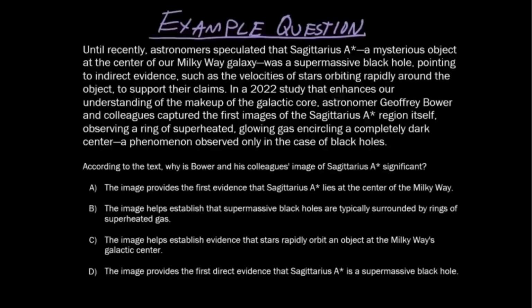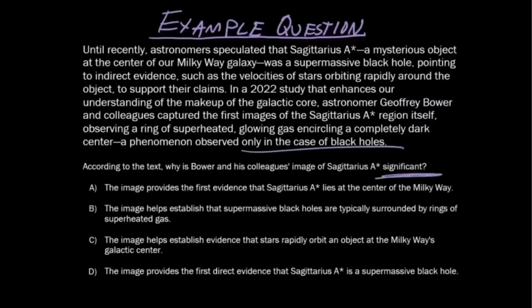galaxy. It was a supermassive black hole pointing towards indirect evidence, such as the velocity of stars orbiting rapidly around the object, to support their claims. In a 2022 study that enhances our understanding of the makeup of the galactic core, astronomer Jeffrey Bauer and colleagues captured the first images of Sagittarius A region itself, observing a ring of superheated glowing gas encircling a completely dark center, which is a phenomenon only observed in the case of black holes. Why is this significant? Let's take a look.